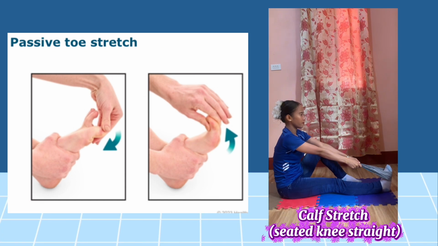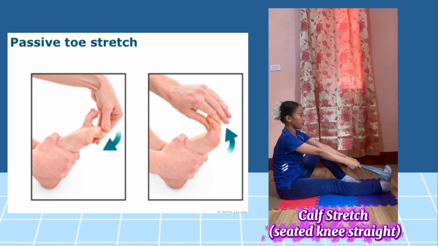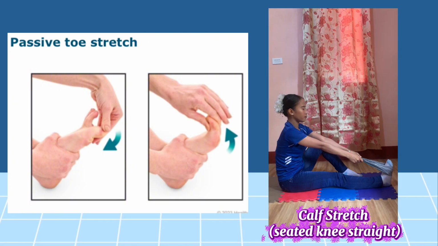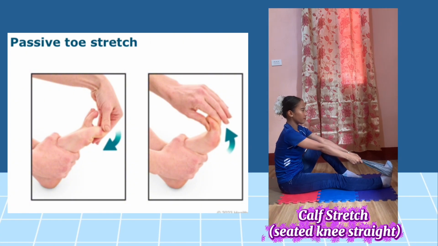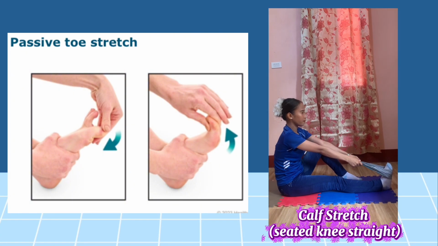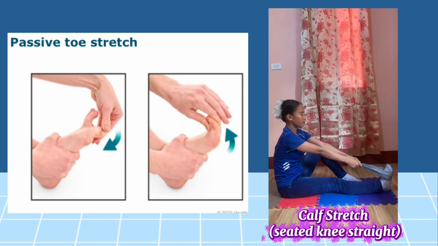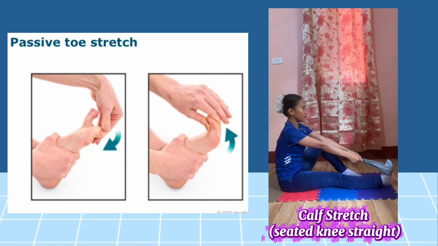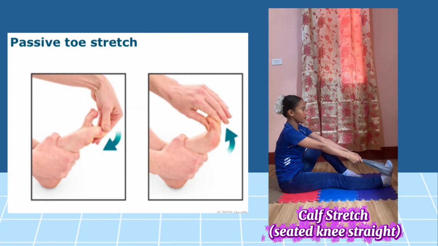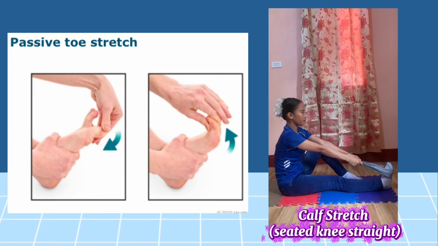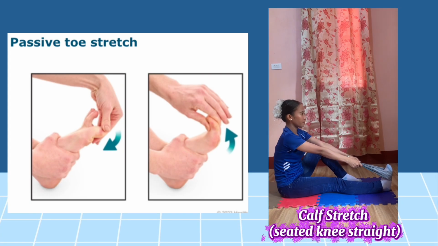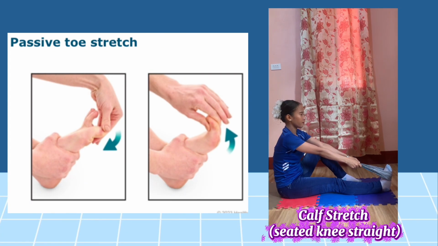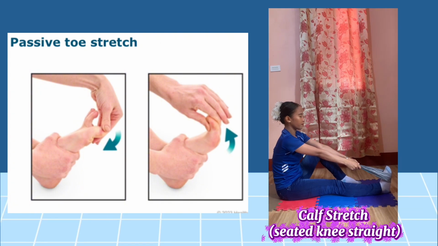Next, we have the calf stretch. Still, we can apply these exercises to this type of injury. First, sit on the floor with your affected leg straight and resting on the floor. Second, place a towel around your affected foot. Third, hold one end of the towel in each hand. Fourth, pull back gently with the towel so that you feel a stretch in your calf. Hold the position for 15 to 30 seconds. Repeat 2 to 4 times.